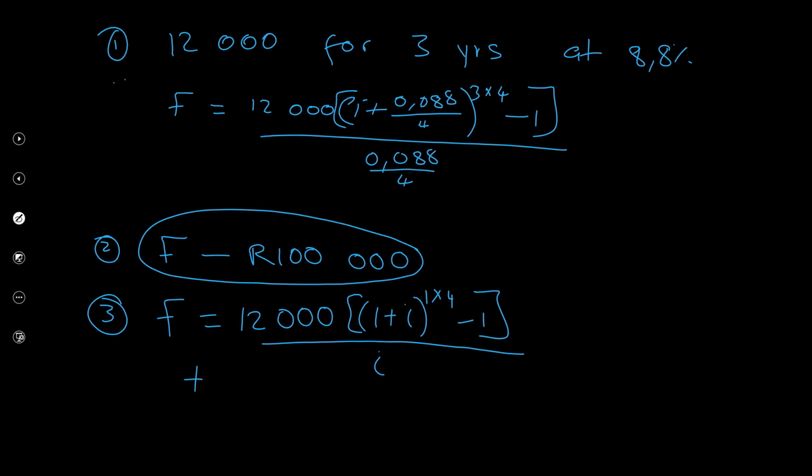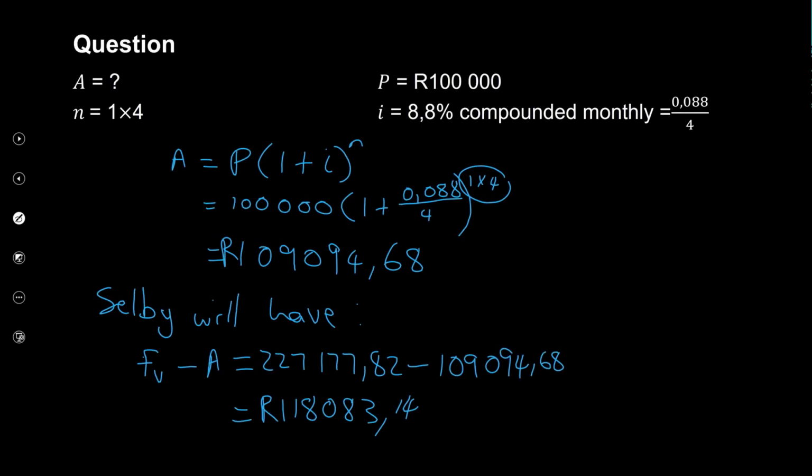So do you see, this is a very long question, but the short way of doing this, as I said, is you compound the 100,000 for a year, subtract it from the future value that he would have got in 4 years' time, and that gives you the balance that he will have at the end of the investment. And that's definitely what you needed to do with this particular question.